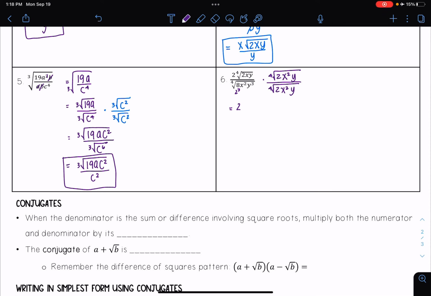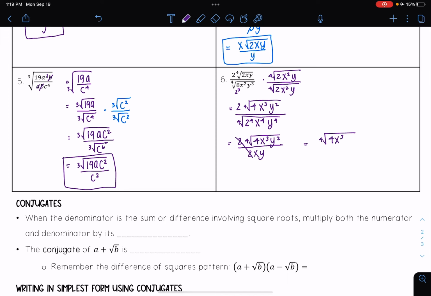So that leaves me at the top having 2 times 2, which is 4, x times x squared, which is x cubed, y times y, which is y squared, over fourth root of 2 to the fourth, x to the fourth, and y to the fourth. And so simplifying that, I have 2 times the fourth root of 4x cubed y squared over 2xy. And lastly, I see these 2's cancel each other out, and so I get the fourth root of 4x cubed y squared over xy.